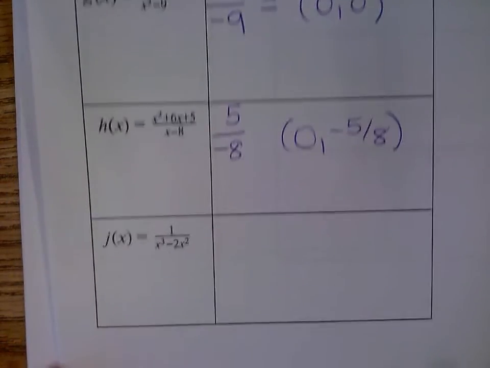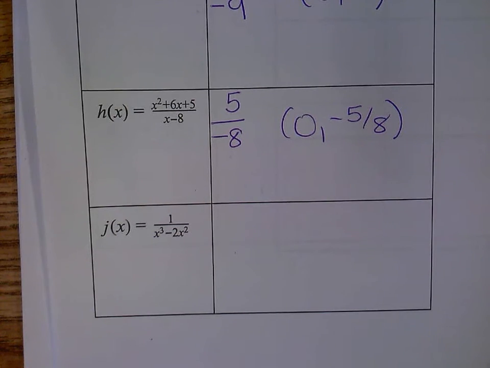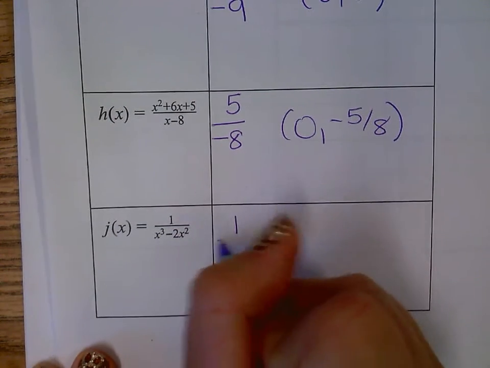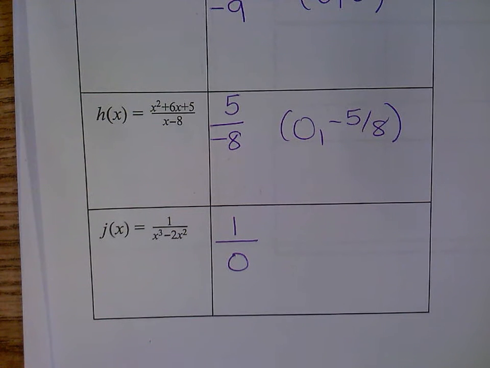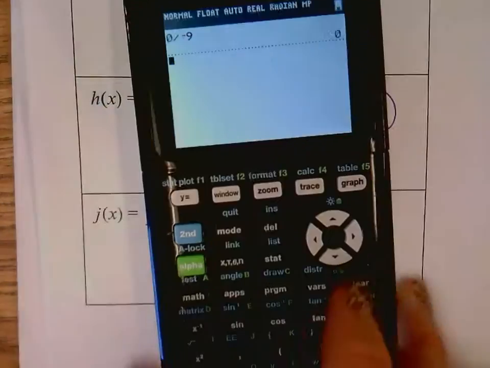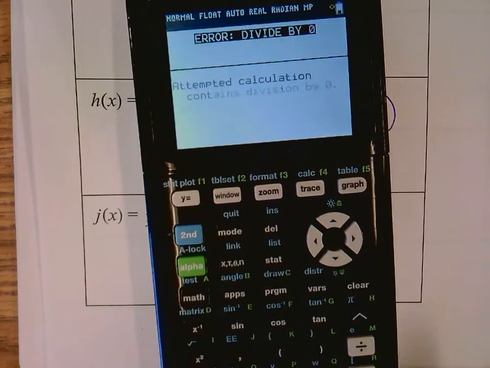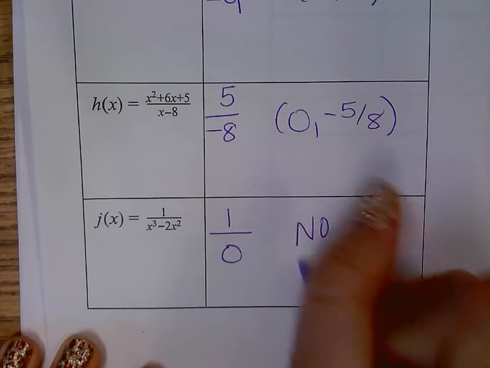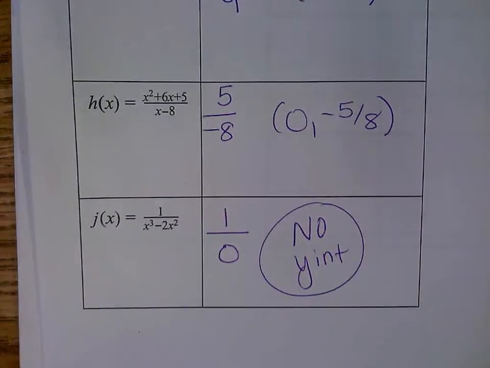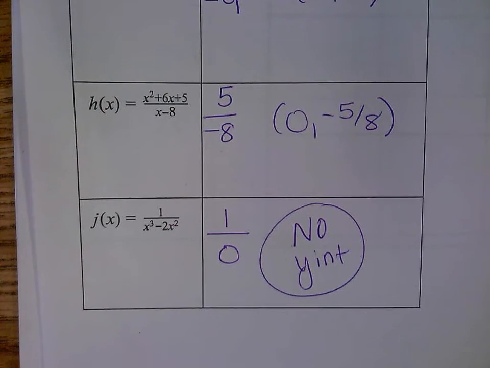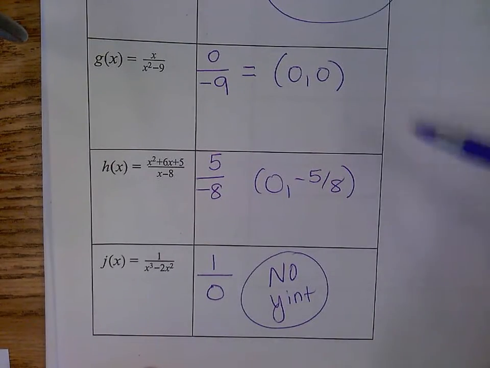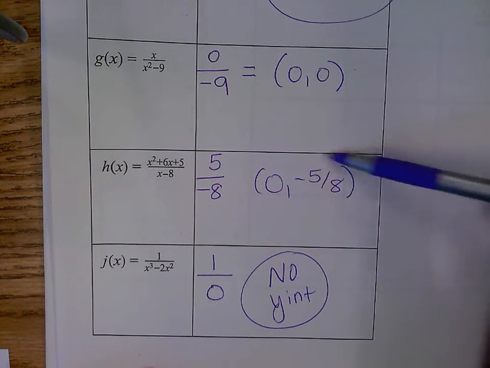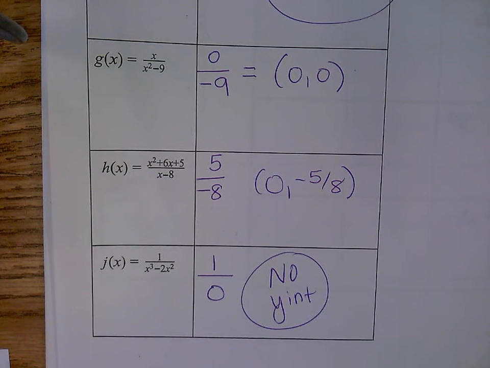What's the problem on J? Something kind of funky happens. 1 over 0, is that allowed? Can you divide by 0? It is undefined, and if I try it on the calculator, it says error, you can't divide by 0. So there is no y-intercept because you cannot plug in 0. So these are the 3 different types of answers you might see: 0, a different number, or no y-intercept.